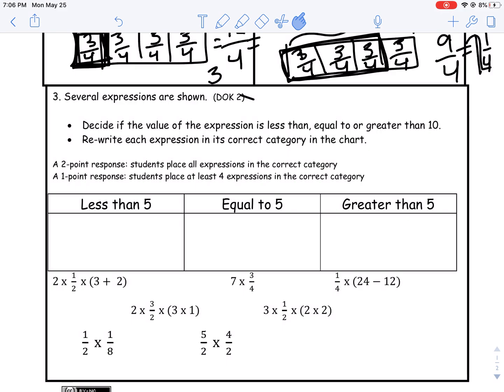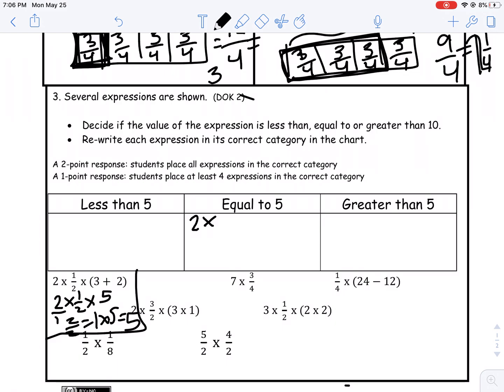2 times 1/2 times 3 plus 2. So in order to do this one, I'm going to reduce down my parentheses and things like that. So 3 plus 2 equals 5. So then I have 2 times 1/2 times 5. I know then I go in order. 2 times 1/2, well, I go like that. So that would be 2 over 2, which equals 1 times 5 equals 5. So that one is going to go straight over to that. So I would write equal to 5, 2 times 1/2 times 3 plus 2 goes in this category.